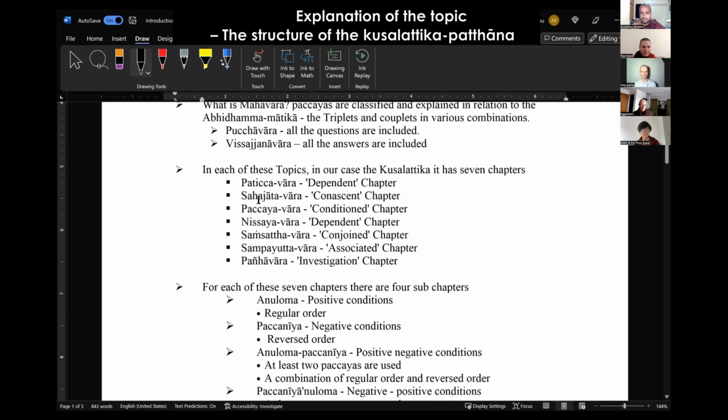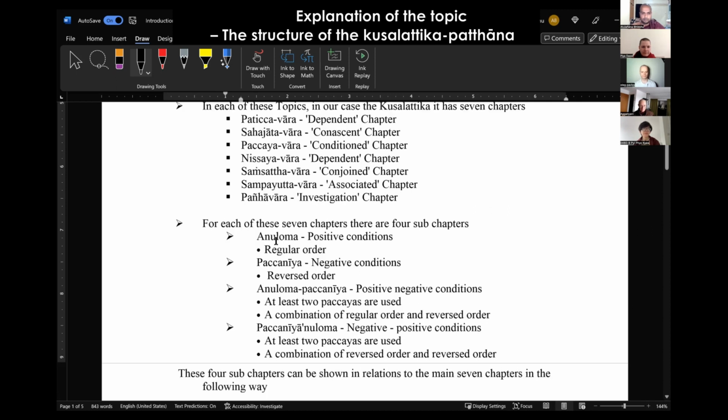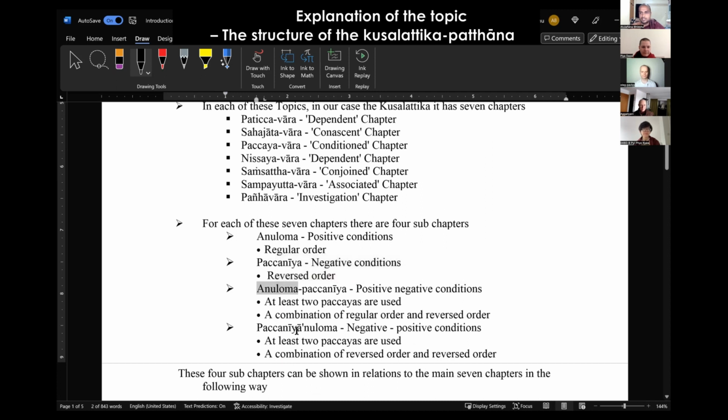Further going into the structure, I'm not going to go into detail, because our main objective is not to go into detail in these 7 chapters. For each of these 7 chapters, from Paticca to Paññā-vāra, there are 4 subchapters, 4 subsections, we may call it. They are known as Anuloma, Paccaniya, Anuloma Paccaniya, and Paccaniya Anuloma.